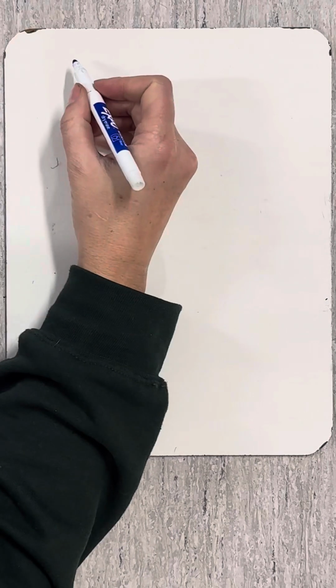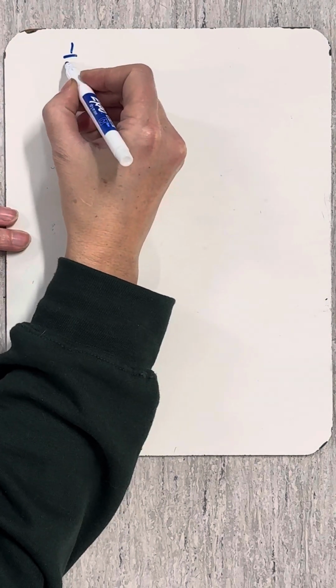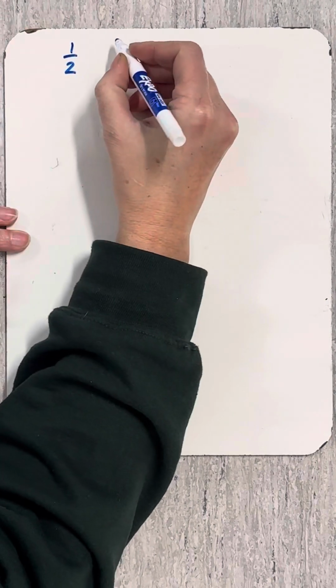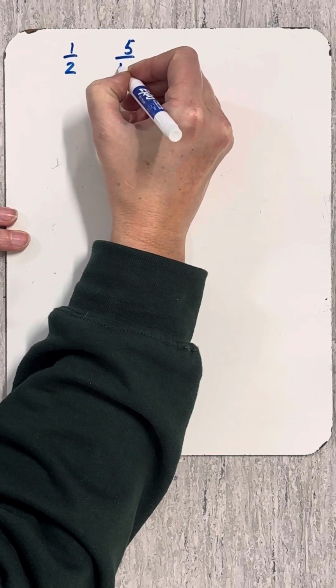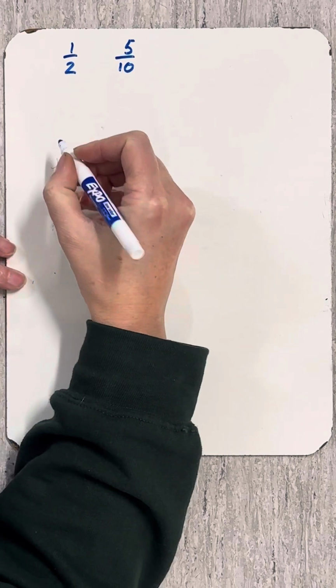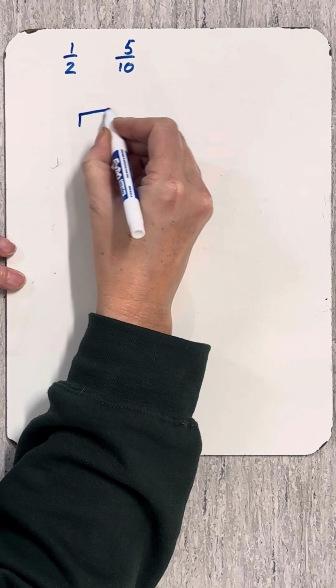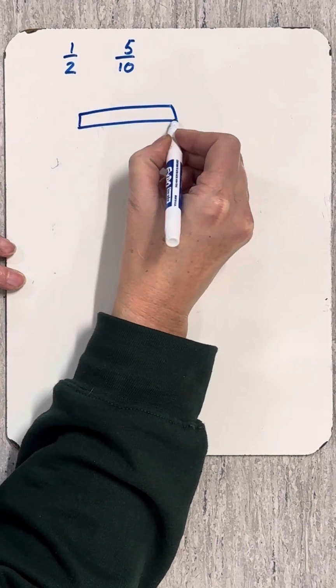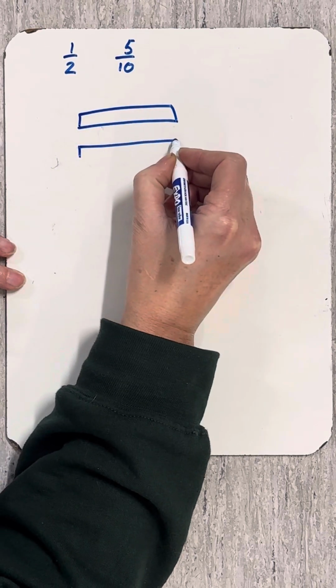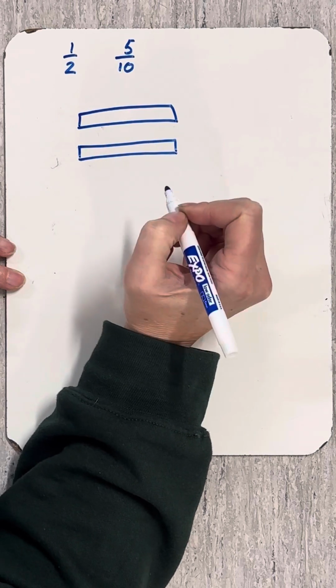Hi group, we're getting great at comparing fractions. So what if there's two that we're going to compare? What if we're comparing 1/2 and 5/10? So we can draw the chocolate bars to compare them. Of course, making sure our chocolate bars are the same size.